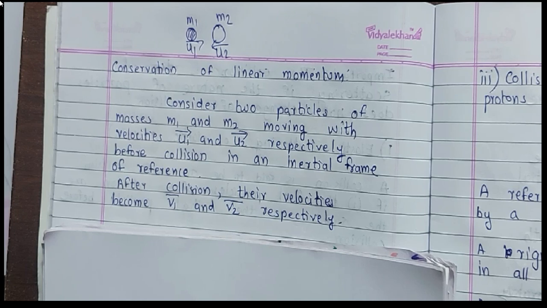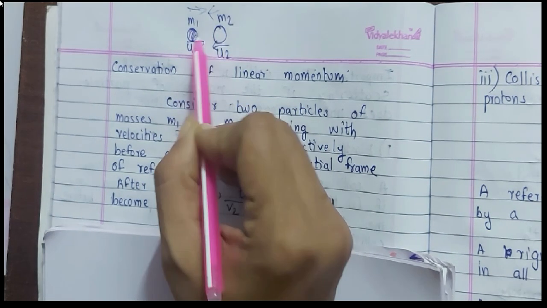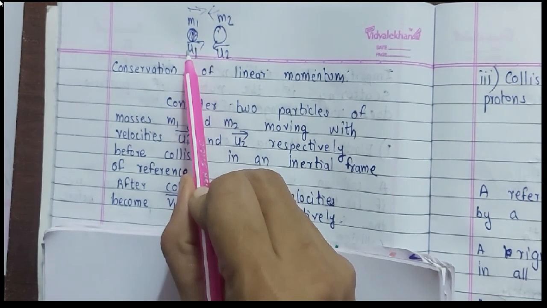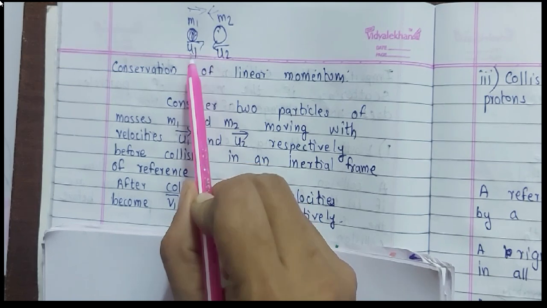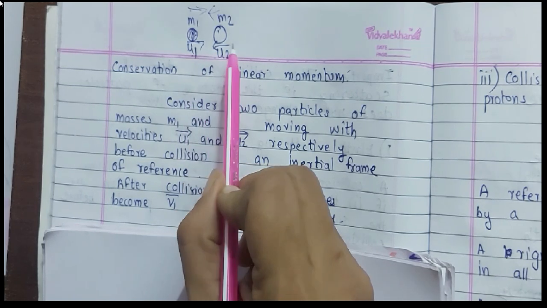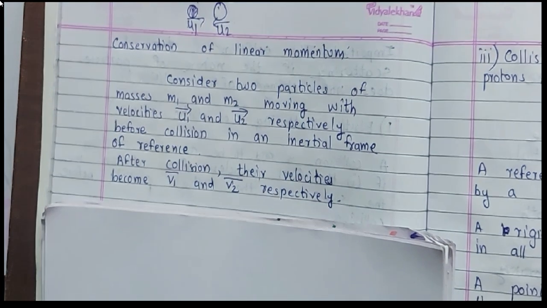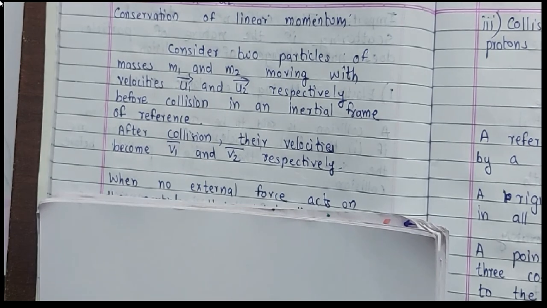After collision, after a certain period of time, these two particles collide with each other, and afterwards the initial velocity, which is u1, will change into the final velocity v1 for the first particle, and v2 will be the second particle's velocity. After collision, their velocities become v1 and v2 respectively.